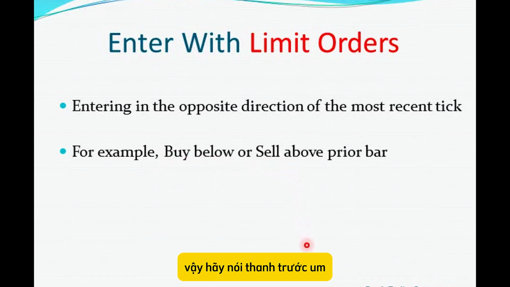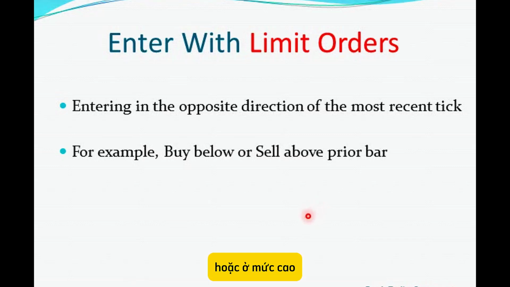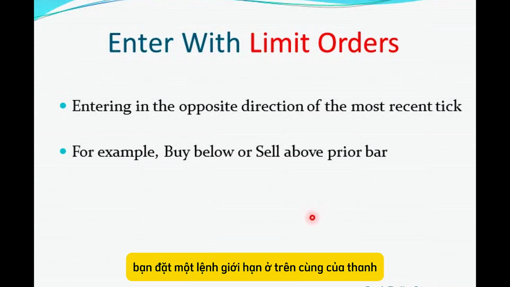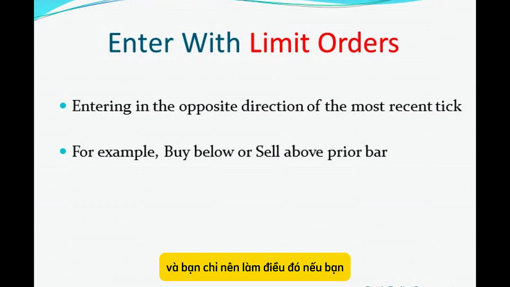So let's say the prior bar goes up and you sell one tick above the high of the bar, or at the high, you place a limit order at the high of the bar to go short. You're selling as the market's going above the high of the prior bar. So you're betting that the breakout will fail. And you should only be doing that if you're very confident with your ability to read charts.